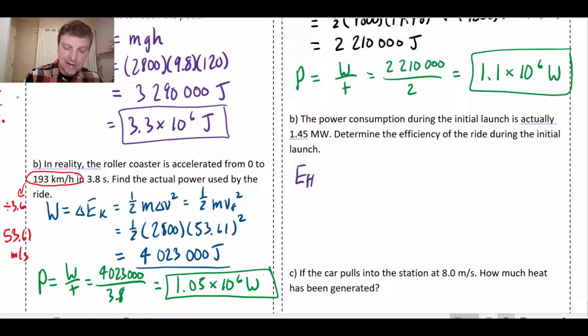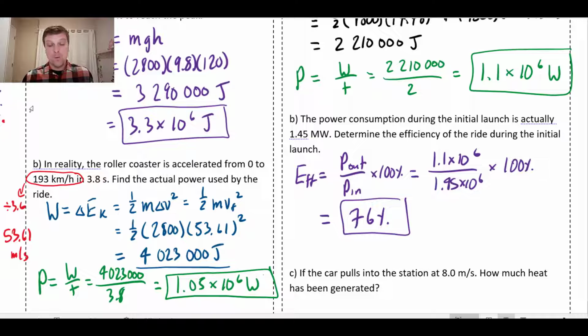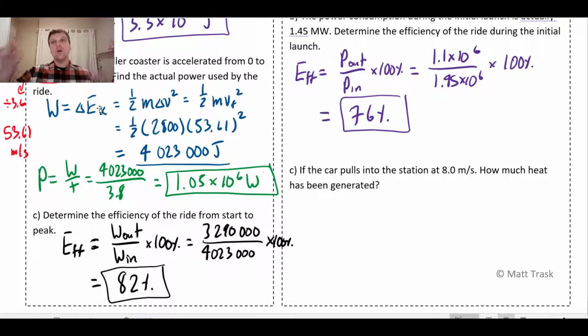The efficiency of the ride is going to be the power output divided by the power input times 100%. You can probably tell which one's which just by seeing which one's bigger, but also consider that when you plug in a machine and it draws 1.45 megawatts, that is clearly the power you're putting into the machine, not what the machine actually does. It tells you nothing about the result. So I've got 1.1 times 10 to the 6 watts over 1.45 times 10 to the 6 watts times 100%, and this ends up being right around 76% efficient.